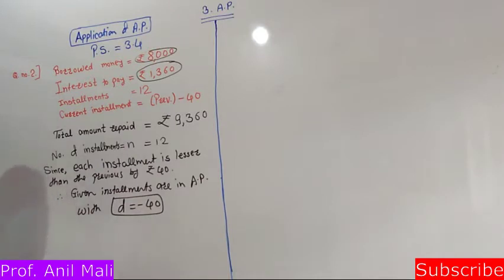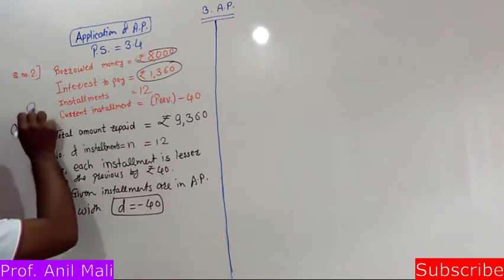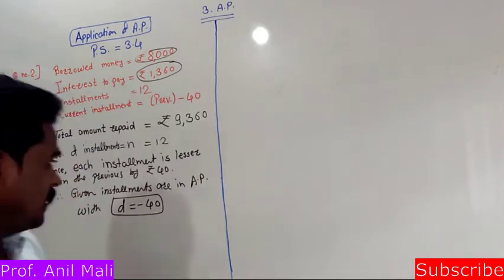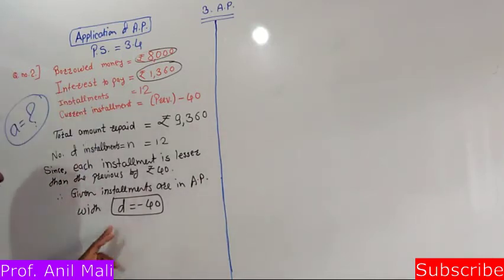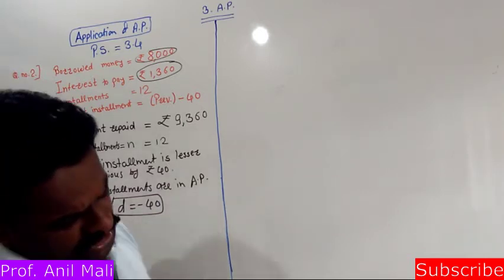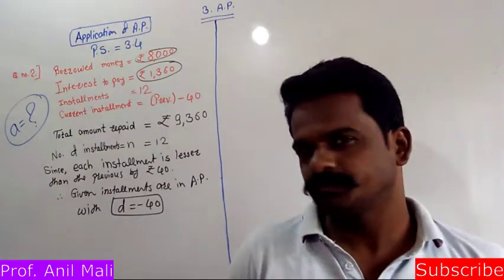No problem. And we need to find out a. How much is a? That is our problem. a we need to find out. So d is equal to minus 40. No problem. Now see, how can we reach that stage, that means the first term?